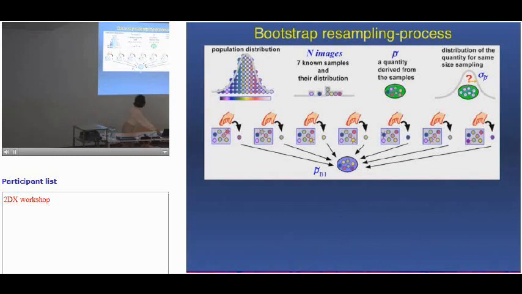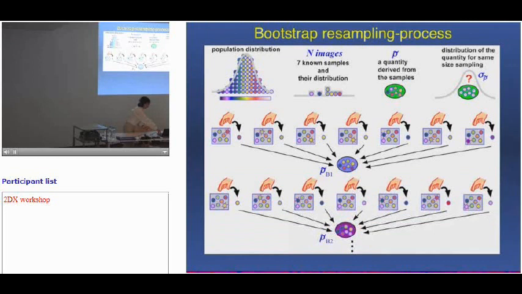So now you get one data point. This is not going to be the same as that. It's going to be a little different because the way this is drawn is different.